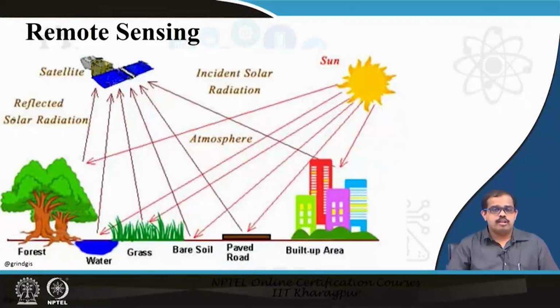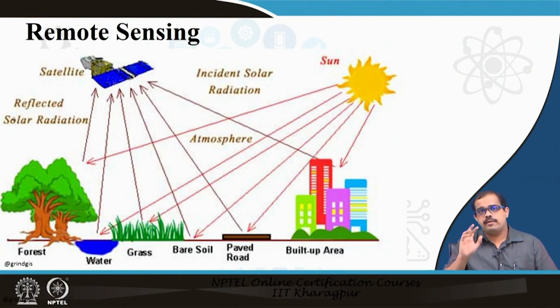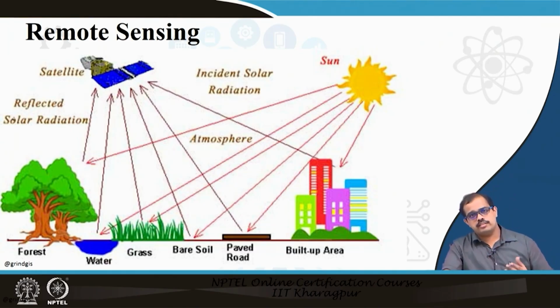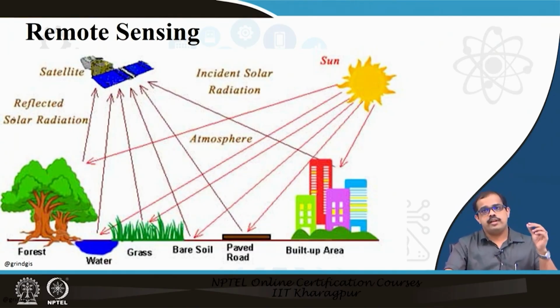So, when you are looking at remote sensing as a complete package, the first thing is you have a source of energy. For example, here I have considered the sun as a source of energy. The solar energy hits the earth surface. There may be many things on the earth surface: high rise, low rise, paved road, bare soil or wet soil, grass, water, forest, or grassland. All of these have their own reflecting ability.